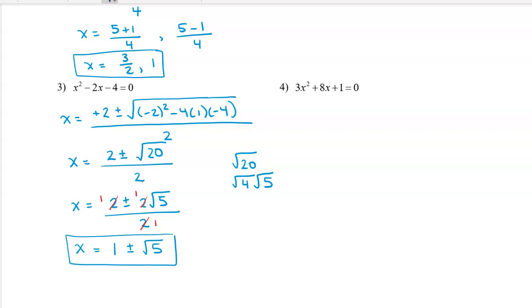If you wanted the calculator or the decimal answer, you can go 1 plus root 5 on your calculator, and then 1 minus root 5 on your calculator. So this is how we can solve quadratic equations by factoring and also using the quadratic formula.